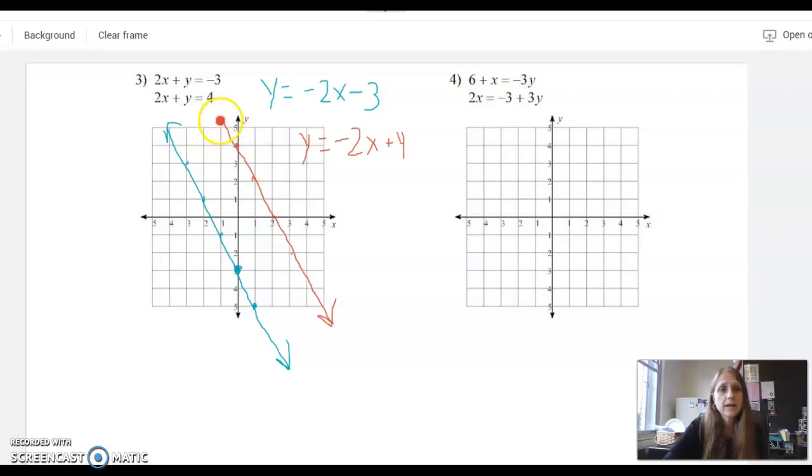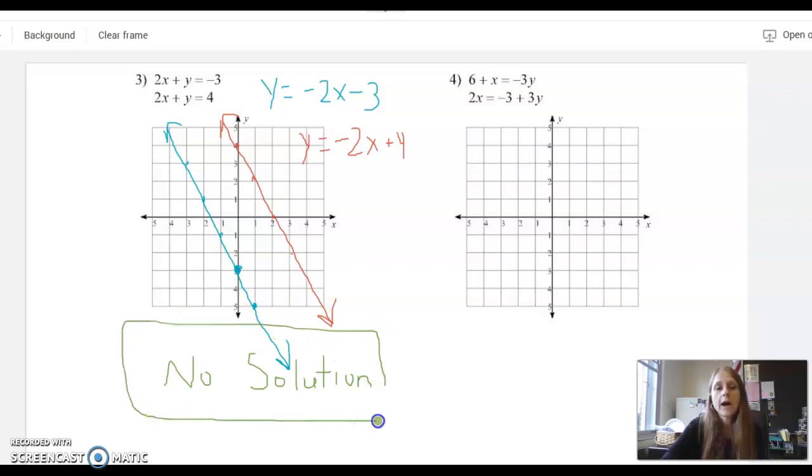But what I notice here is the lines are parallel, right? If they're parallel, they're never going to touch. If they're never going to touch, they never have a point in common. So this would be a special one called no solution. So the two special ones, if your lines never touch, that means there's never going to be an answer. So it would be no solution. The other part would be if you graph them and they're the exact same line, that means they have every point in common. So that would be infinitely many solutions.